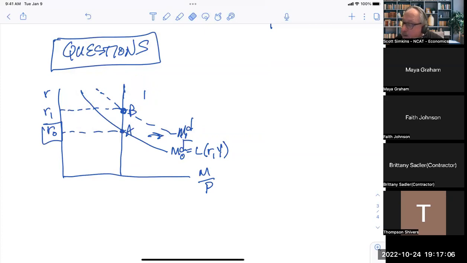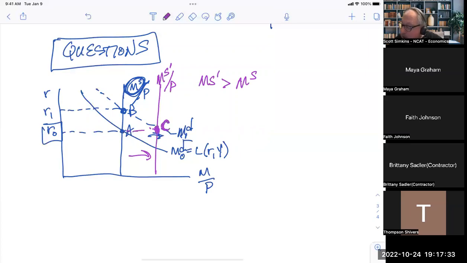If they control the money supply, well, they want the money supply line to cross here. They'd have to increase the money supply, so MS prime is greater than MS. They can change the money supply using open market operations. We're not going to go into detail about that. All you've got to do is go with me on this. The Federal Reserve can make the money supply whatever it wants. They buy and sell government securities to do that. They can do it as much as they want. It's actually a digital transaction.